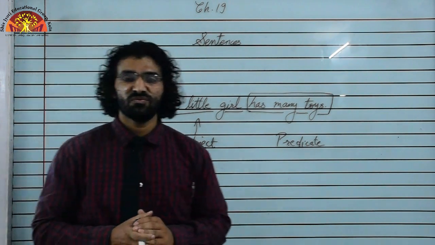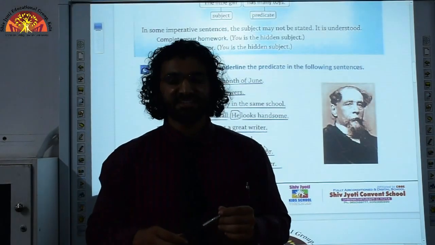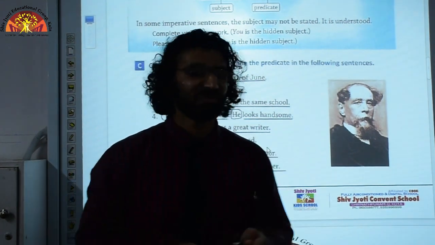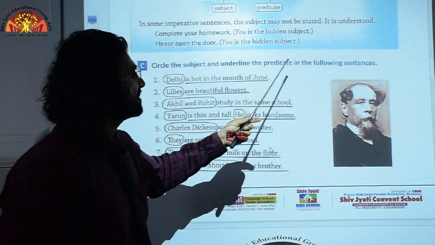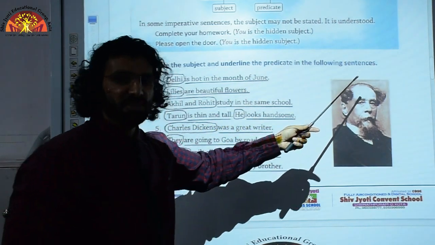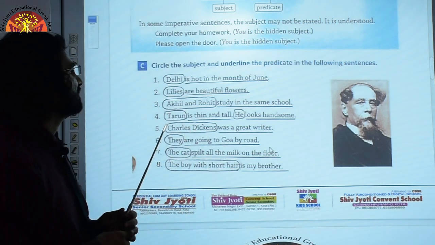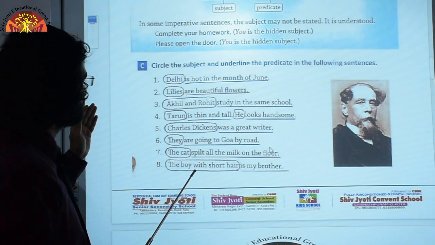Okay, so I hope you have understood the example. Now we are going to move further in the lesson. Please be with me. Exercise C, page number 85. Ready, set, let's go. Circle the subject and underline the predicate in the following sentences. So we are going to focus on which one is the subject and which one is the predicate.